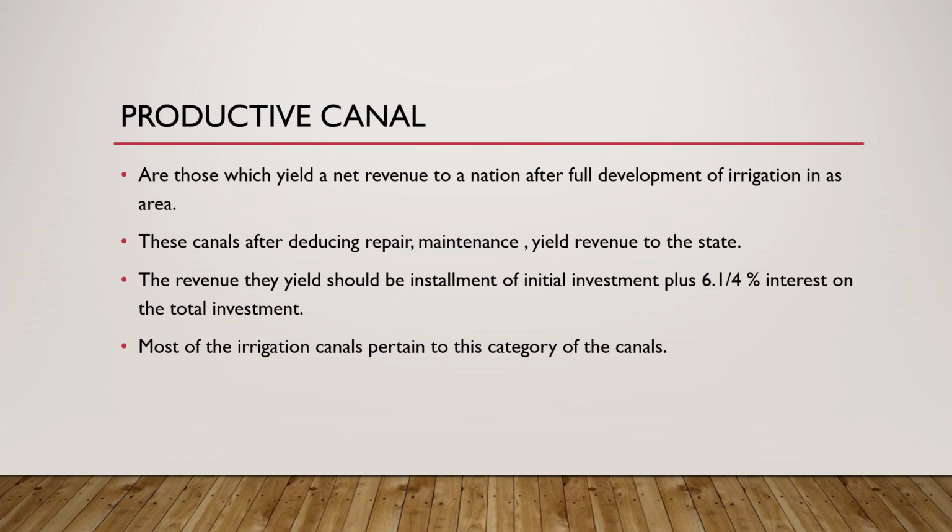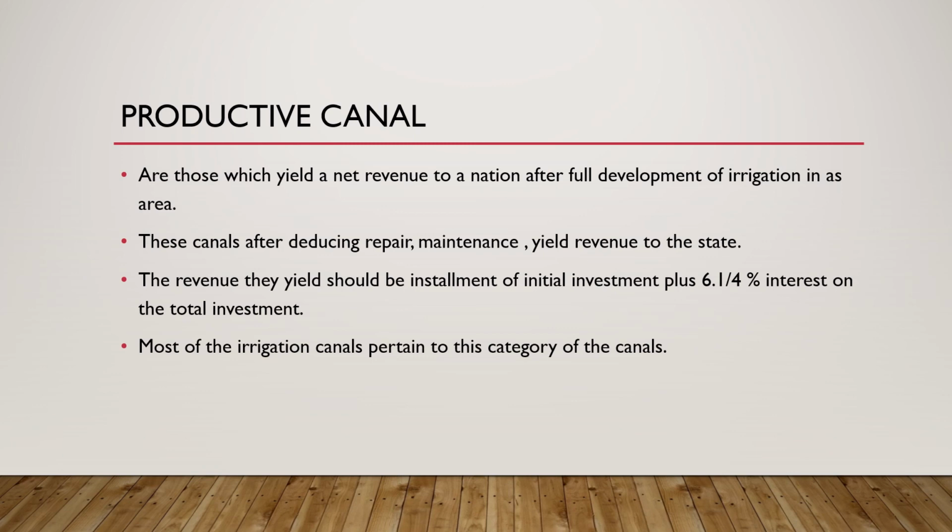Okay, these canals after repair and maintenance yield revenue to the state. They have a very small maintenance and repairing cost. The revenue they yield should be installments of the initial investment plus interest on the total investment, which means they yield 6.5% of the total investment to the government. That type of canal should be constructed. Most of the irrigation canals pertain to this category. If you see in India, most of the irrigation canals come under this category only.